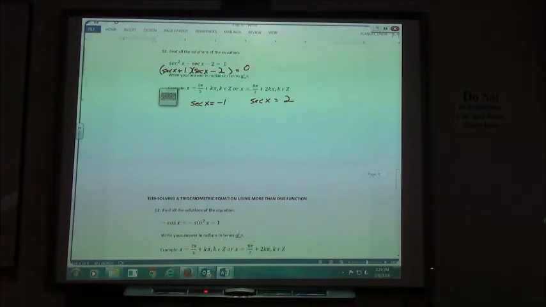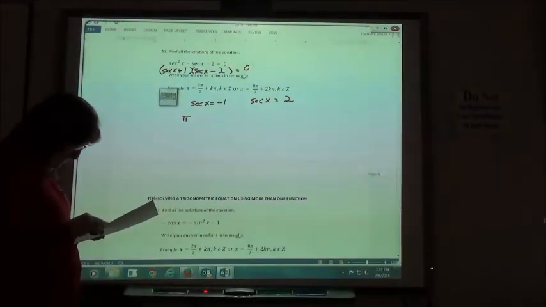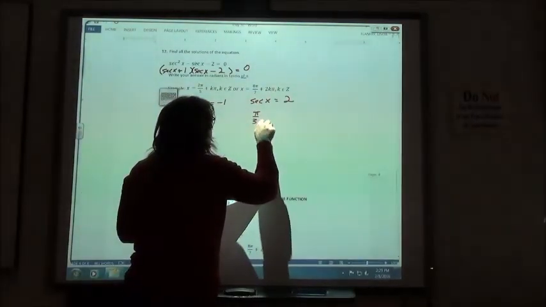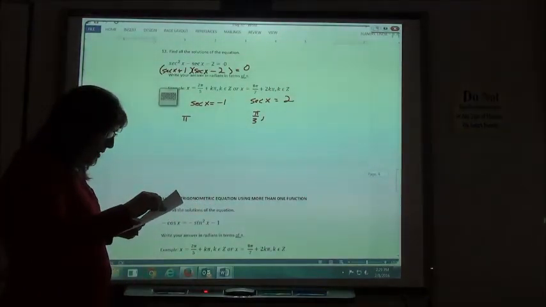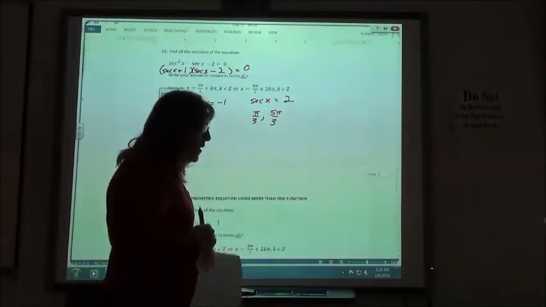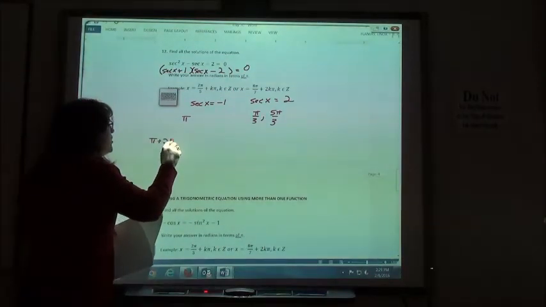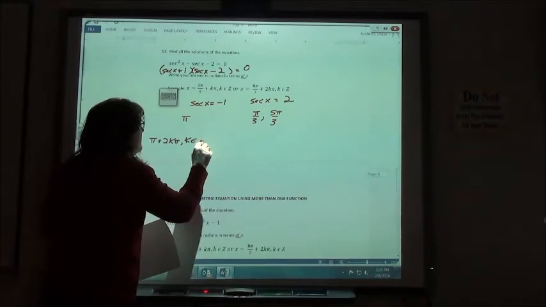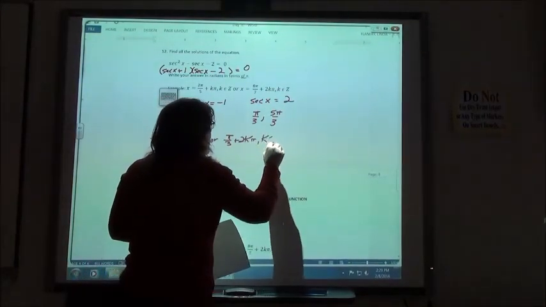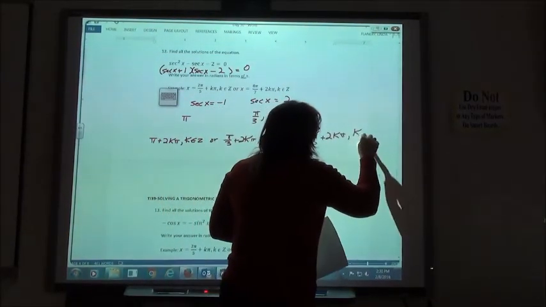So looking under my secant column for negative 1, that's at pi, and that's my only answer there. Secant of x equals 2 at pi over 3, and secant of x equals positive 2 at 5 pi over 3. So again, on this one, I'm going to end up having 3 answers. None of them can be combined. So I'm going to have pi plus 2k pi with k being an element of z, or pi over 3 plus my 2k pi with k being an element of z, or 5 pi over 3 plus my 2k pi with k being an element of z.